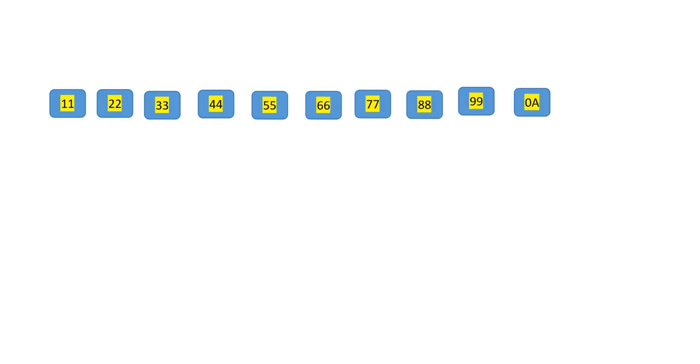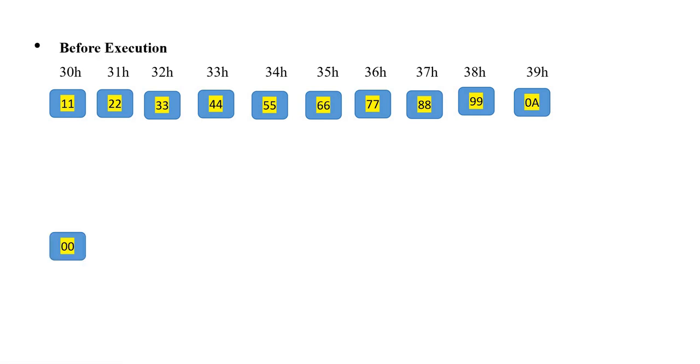So here I have taken the data. These are the 10 data values stored at the memory locations starting from 30H to 39H. That is, at 30H we are storing 11, at 31H we are storing 22, at 32H we are storing 33, and so on up to 39H. At 39H we have 0AH. These are the data you are seeing in the boxes, and these are the memory locations for the respective data. So this is before execution.